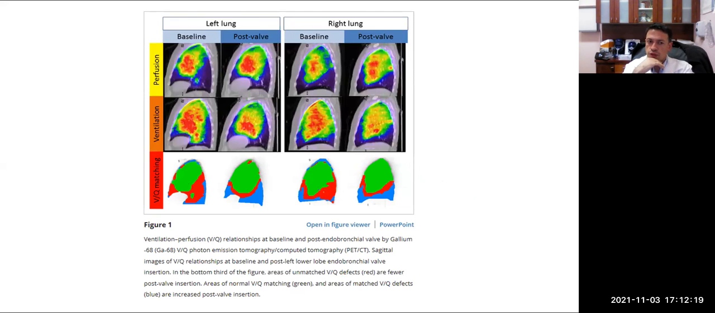So these are just some of the interesting colorful schematics looking at the perfusion and ventilation scans using this SPECT VQ scan technology. Green is going to be VQ matching, red is mismatching. And as you could see, after a successful valve procedure, you're able to decrease the red and increase the green, so to speak, right? So you're able to decrease the VQ mismatch. You're able to shunt more blood flow away from the destroyed lung to the healthier lungs.